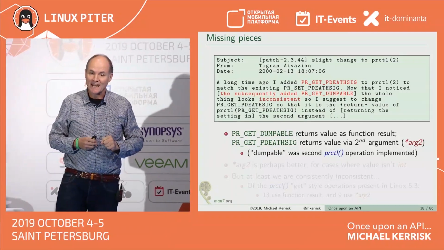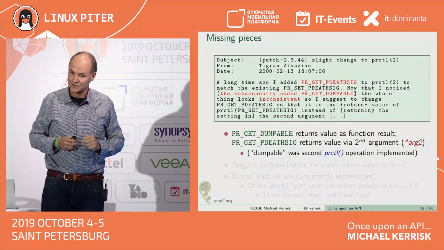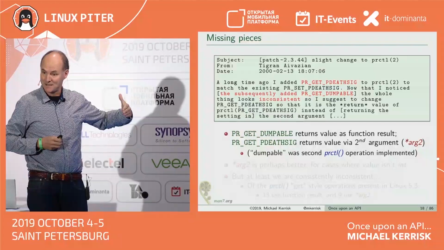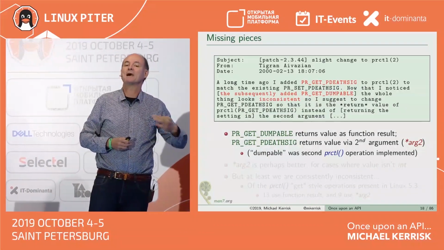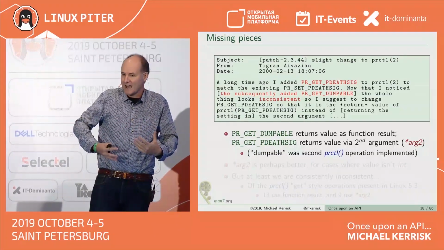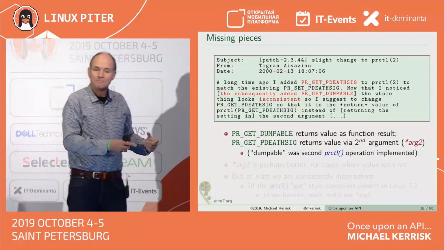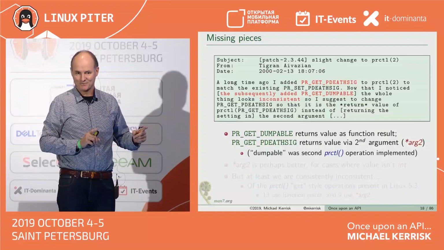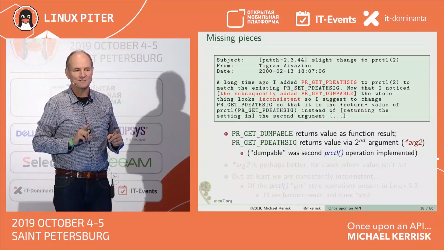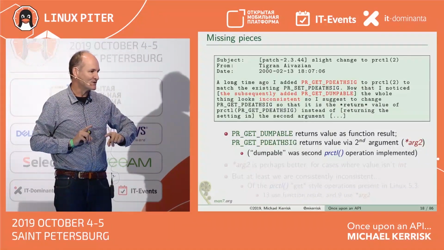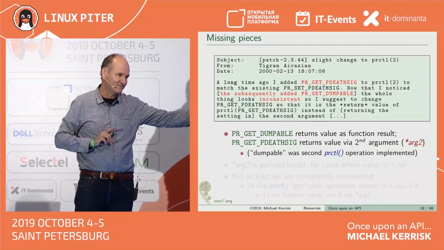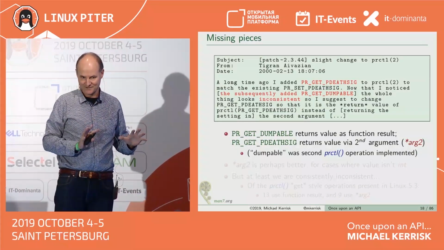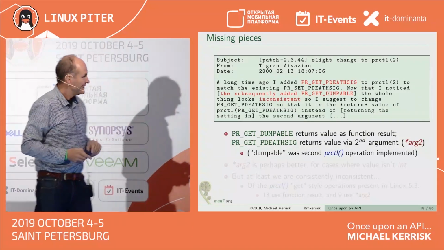Look, 6 months ago, I added this new feature to the kernel, the PR_GET_PDEATHSIG option, but I see someone else has added something called PR_GET_DUMPABLE, which was another option that was added to the system call. But these two getters return the information in different ways. One of them returns it as the function result, the other one returns it via an argument. There's no reason for this inconsistency.